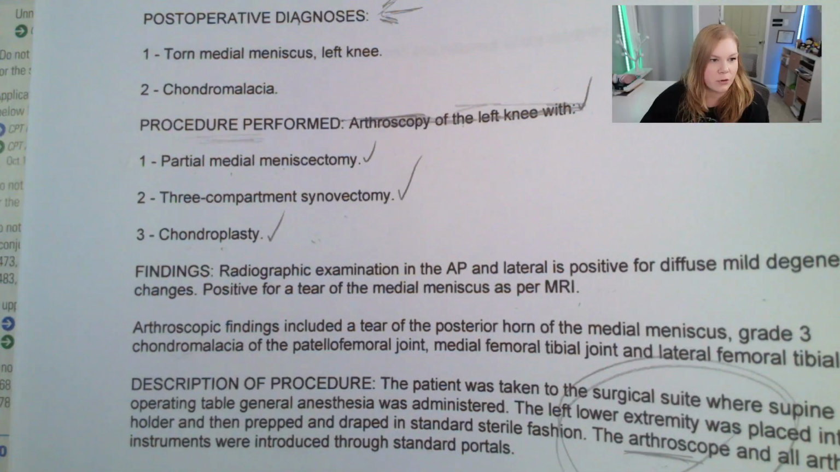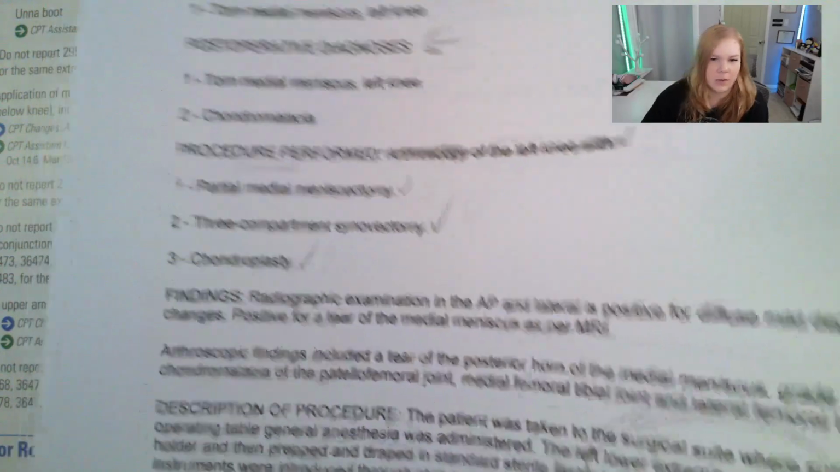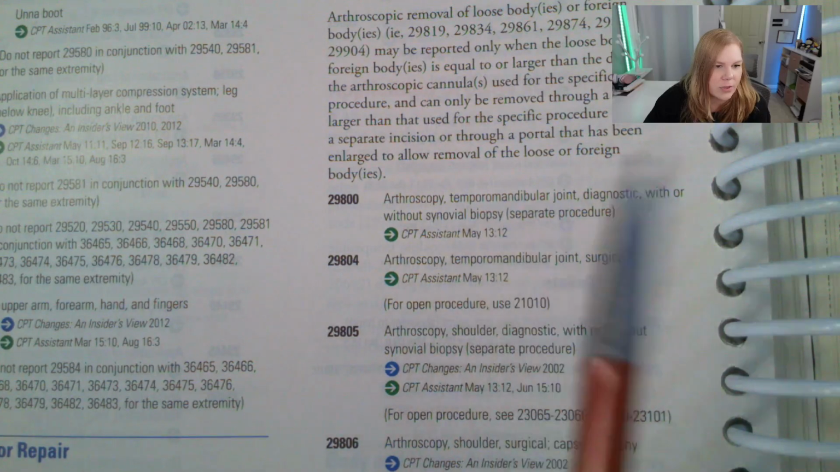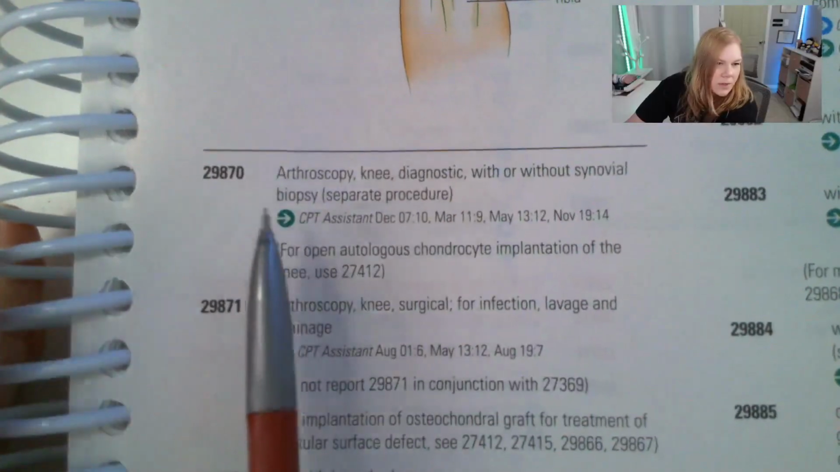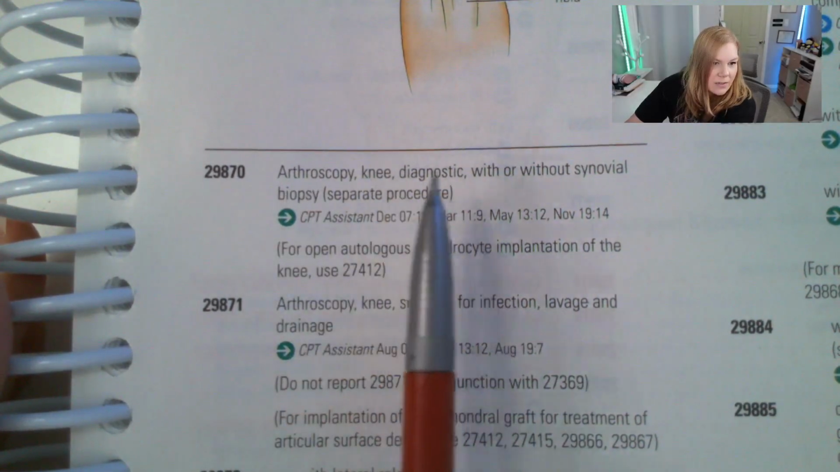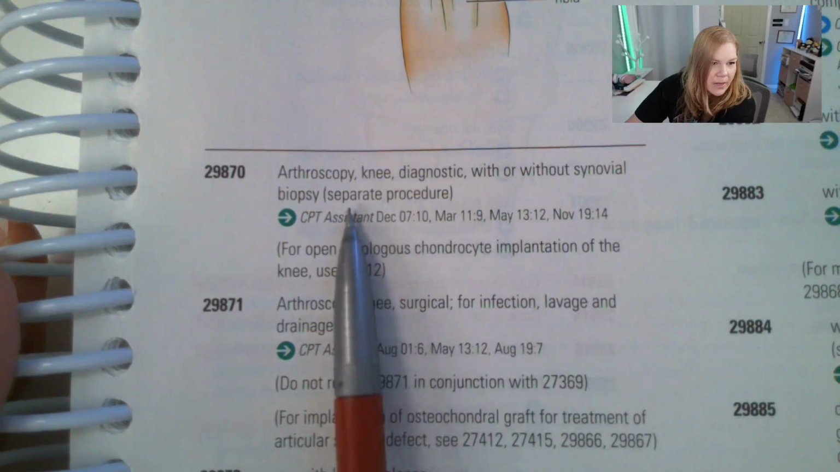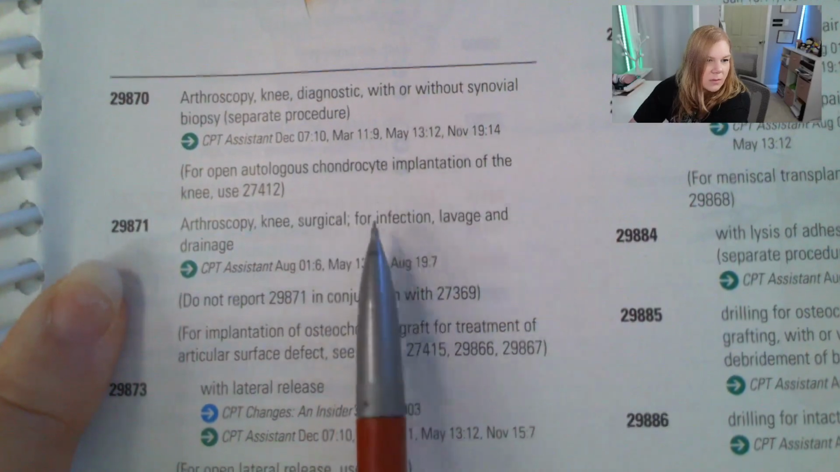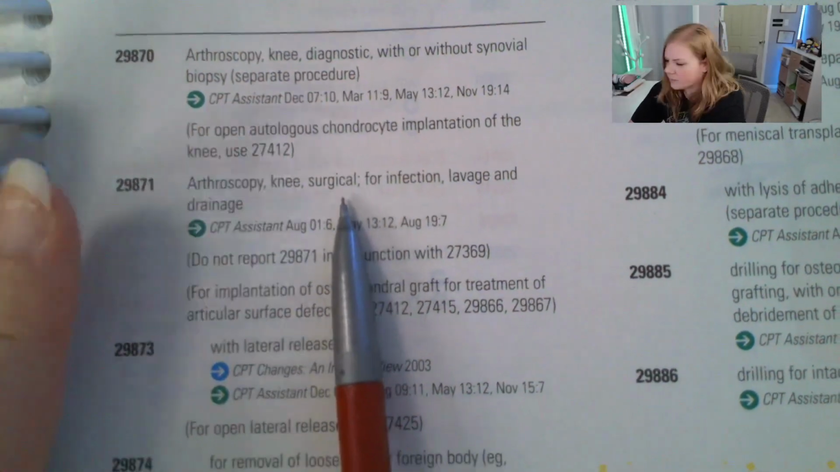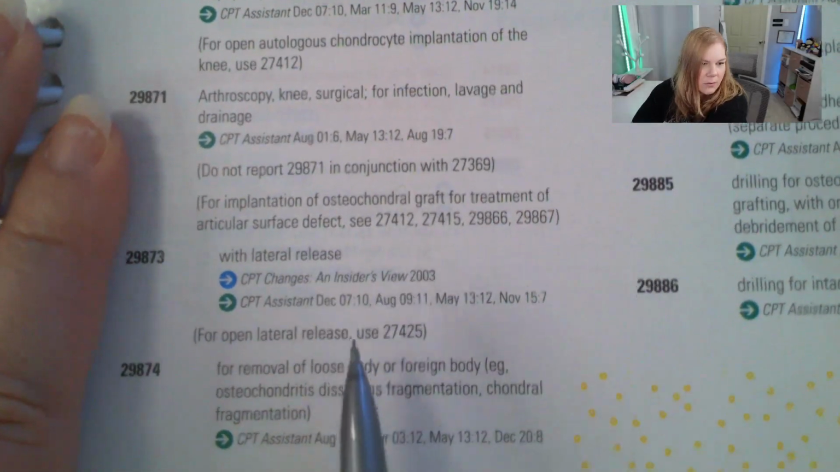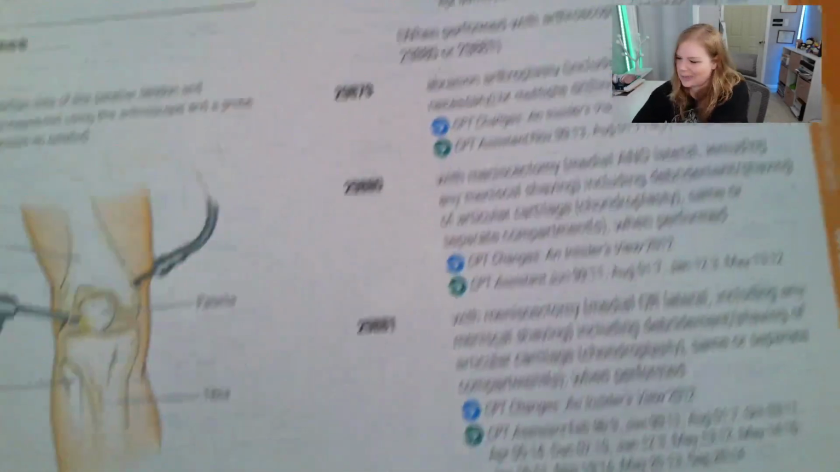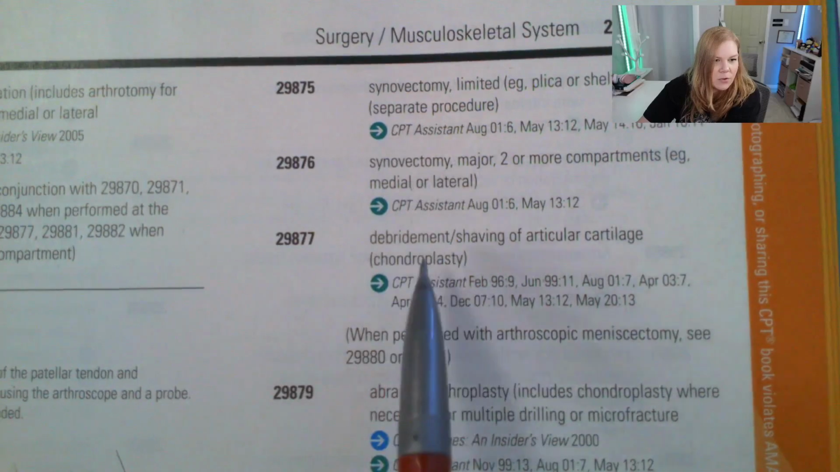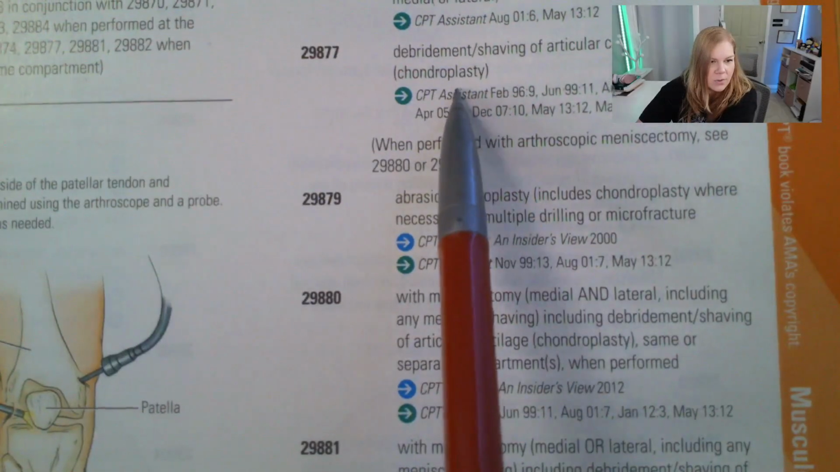So we'll start with our partial medial meniscectomy. Where are we here with the meniscectomy? So arthroscopy, temporomandibular joint diagnostic. So here's our knee procedures, arthroscopy, knee diagnostic, with or without synovial biopsy. What do we got here? This wasn't diagnostic, it was surgical. Arthroscopy knee surgical. Lateral release with removal of foreign body. Synovectomy limited, synovectomy major, debridement shaving with a chondroplasty.